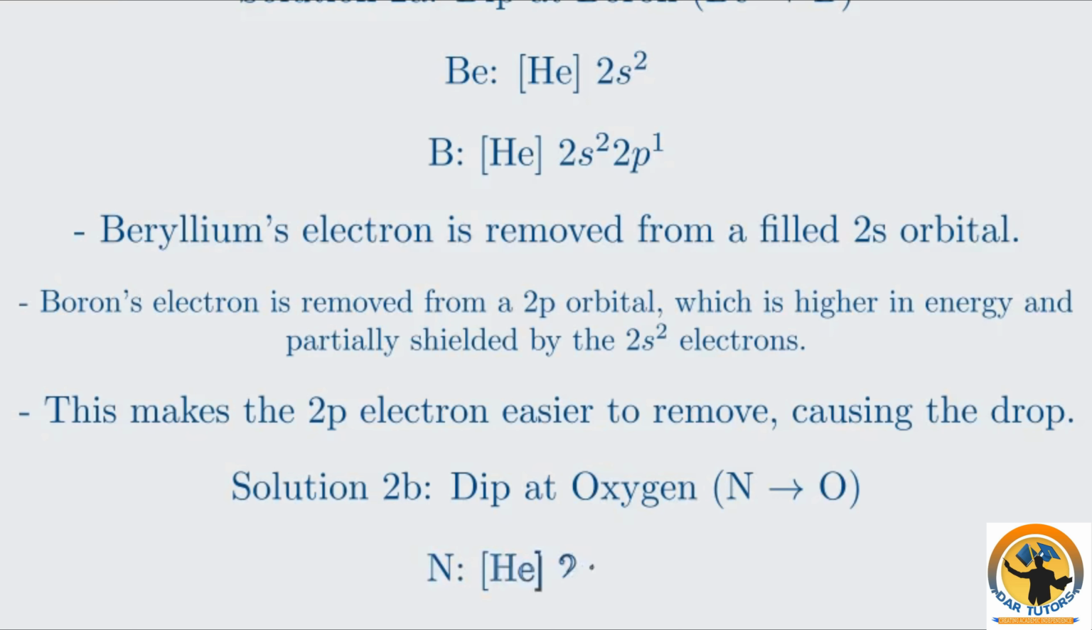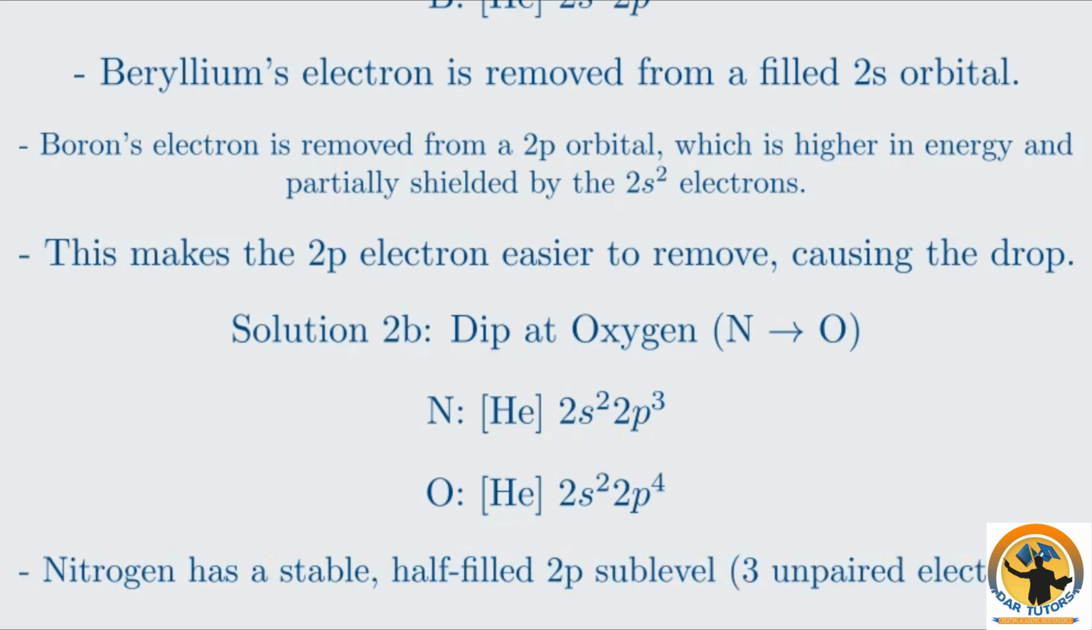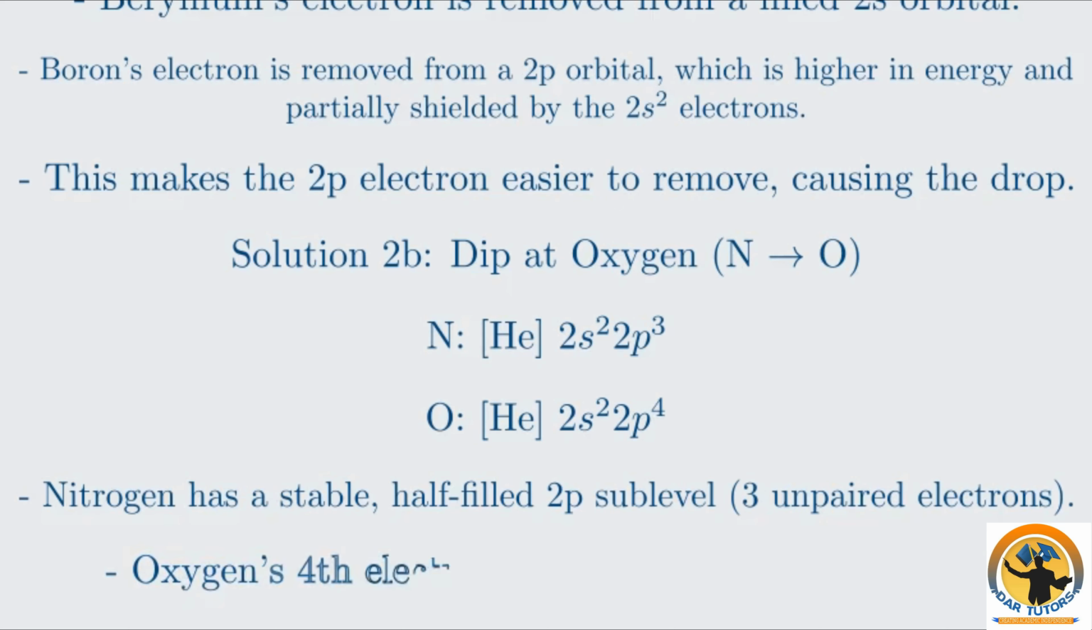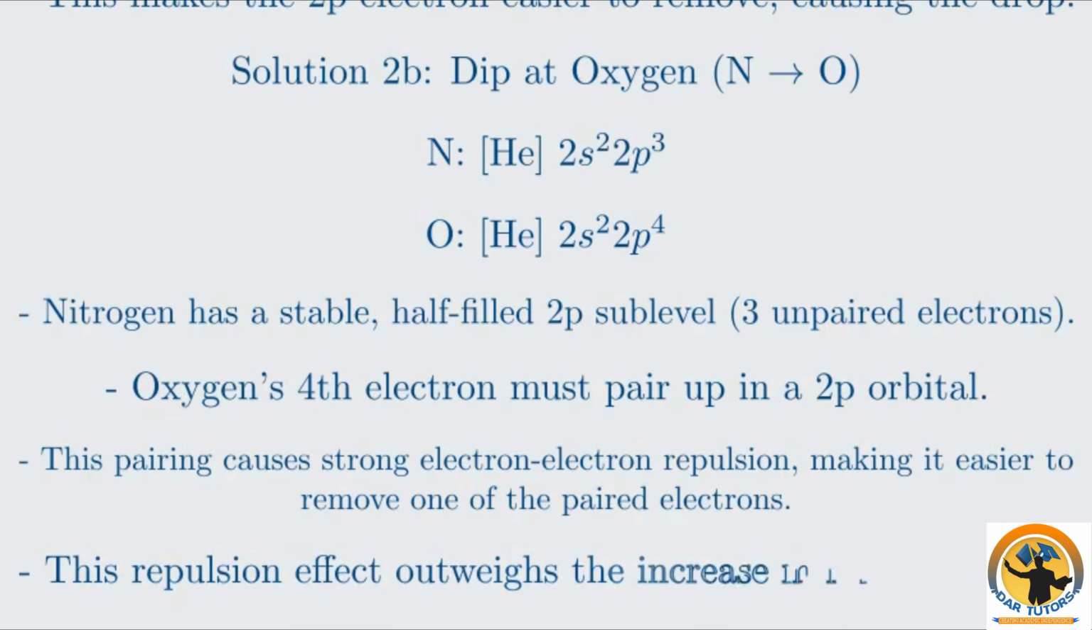Next, the drop at oxygen. We compare oxygen's configuration, helium 2s² 2p⁴, with nitrogen's, helium 2s² 2p³. Nitrogen has a stable, half-filled 2p sublevel, with one electron in each 2p orbital. In oxygen, the additional electron must pair up in one of the 2p orbitals. The electron-electron repulsion within this paired orbital destabilizes the electrons, making one of them easier to remove. This effect outweighs the increase in nuclear charge, resulting in a lower ionization energy for oxygen.